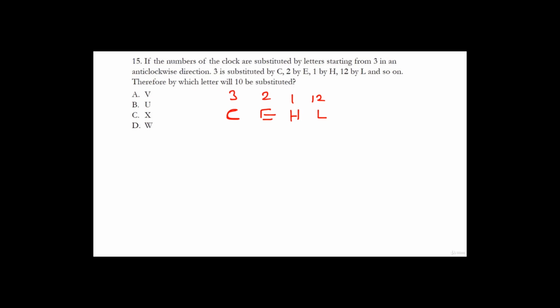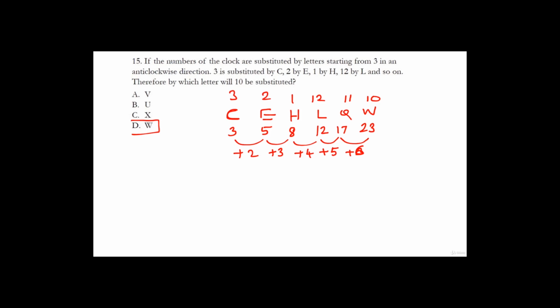Before 12 o'clock in anti-clockwise direction it is 11 o'clock, and after that it is 10 o'clock. Now C is the third letter in alphabet, E is the fifth letter, H is 8th letter, L is 12th letter. Now here 3 plus 2 is 5, 5 plus 3 is 8, 8 plus 4 is 12, 12 plus 5 is 17. So 17th letter of the English alphabet is Q. 17 plus 6 is 23. So 23rd letter of English alphabet is W. So 10 o'clock will be replaced with the letter W.